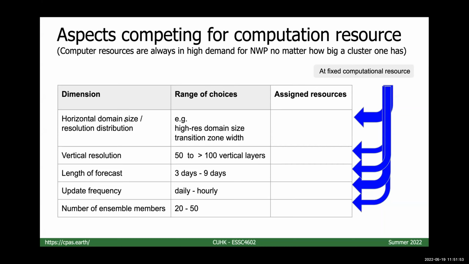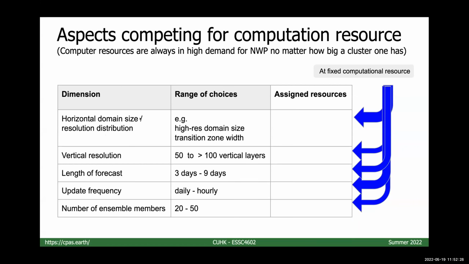And for horizontal domain size and resolution distribution, by distribution, I mean for WRF, it is the nested domain. How large is the 27 kilometer resolution domain? How large is the 9 km resolution domain, something like that. And for unstructured mesh, you can specify the transition zone, how wide is it? And for the refinement region, how large is it? So this is the spatial resolution distribution.